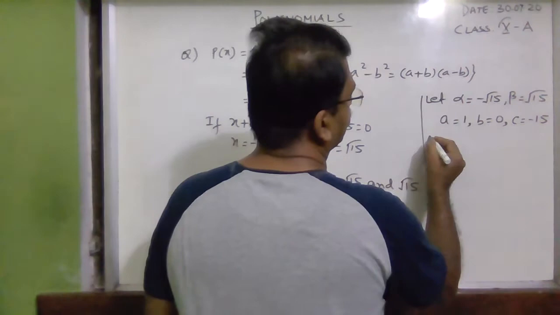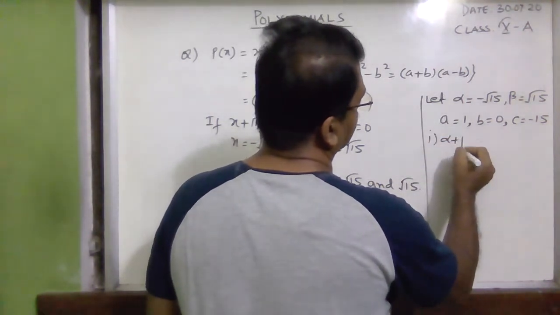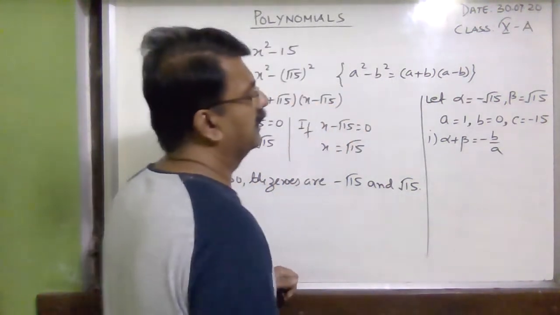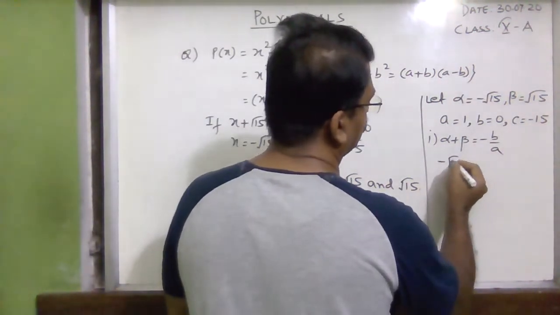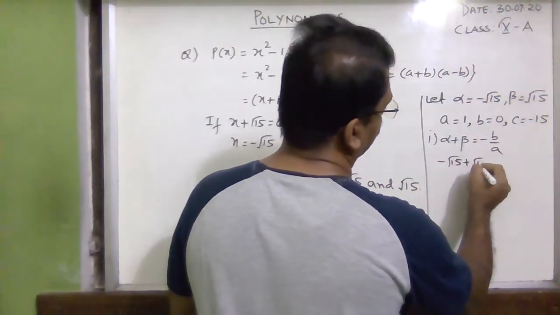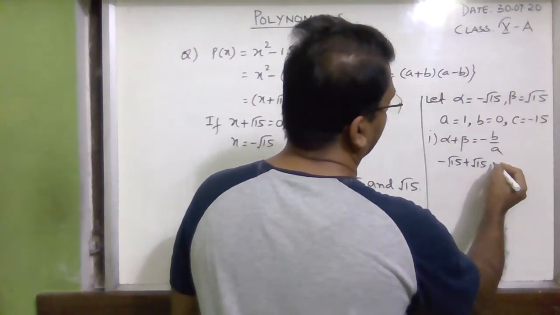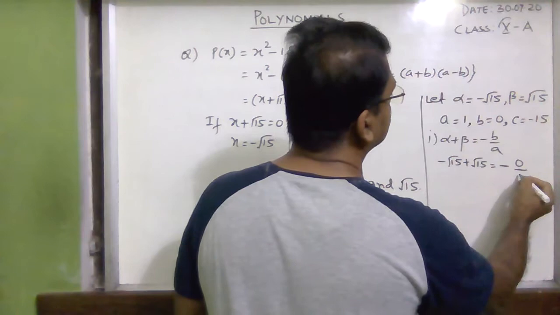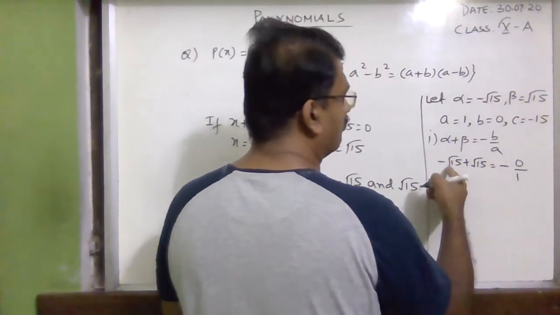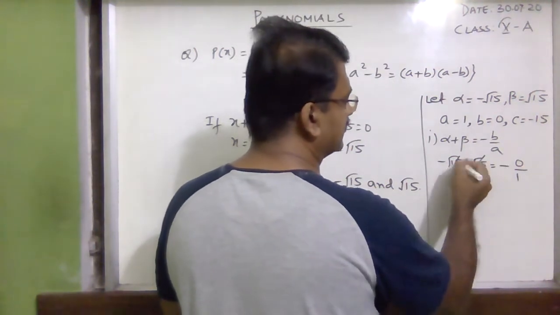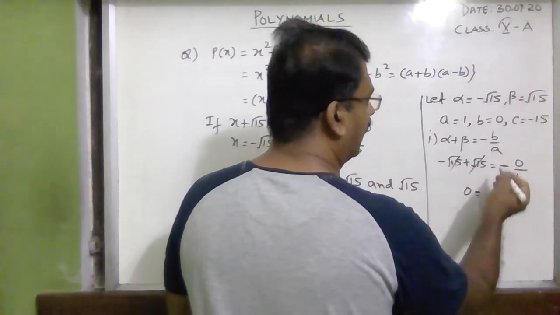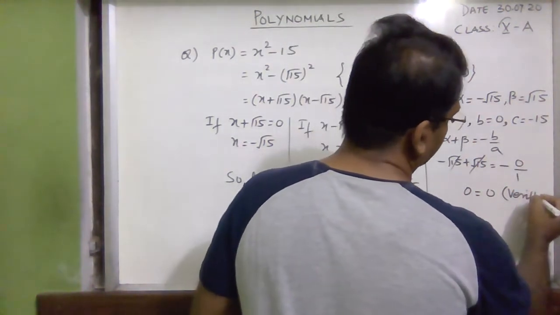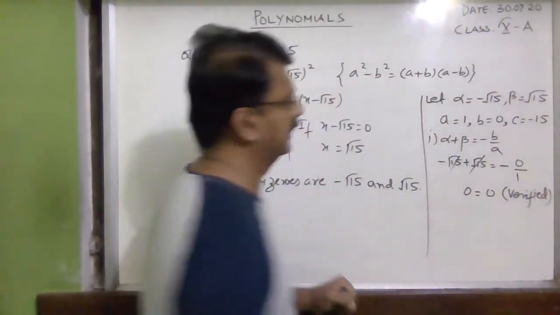Now you see the first one, alpha plus beta is equal to minus b by a, means minus root 15 plus root 15 is equal to minus 0 upon 1. Now minus root 15 plus root 15 cancels out, only 0 is there and minus 0 is 0. So the first one is verified.